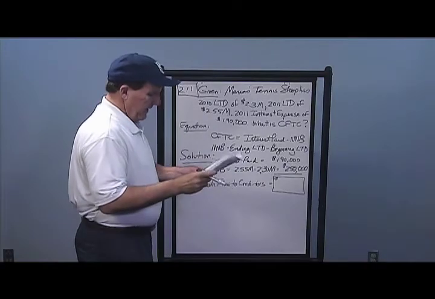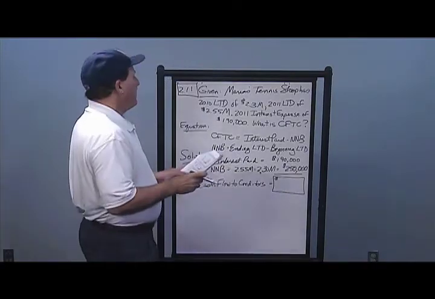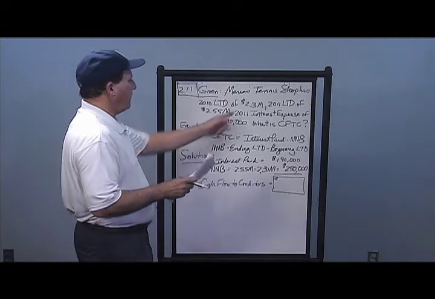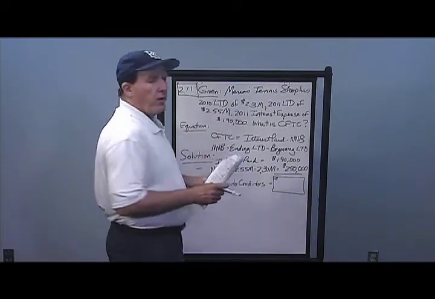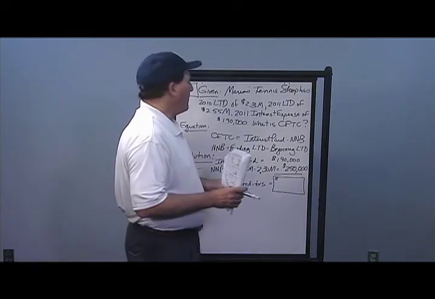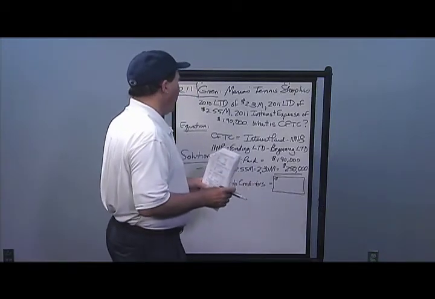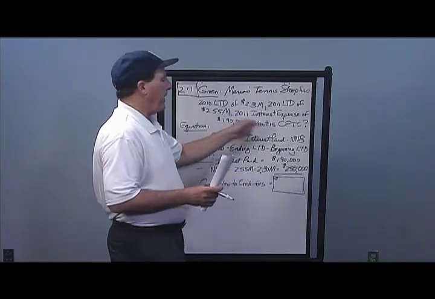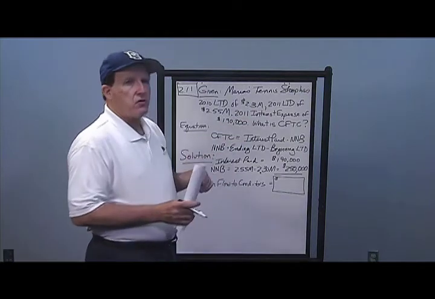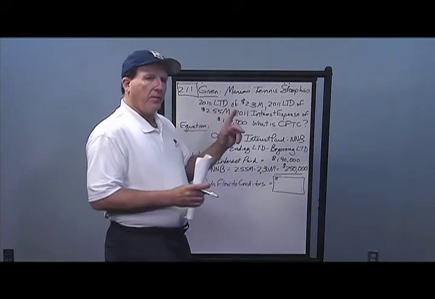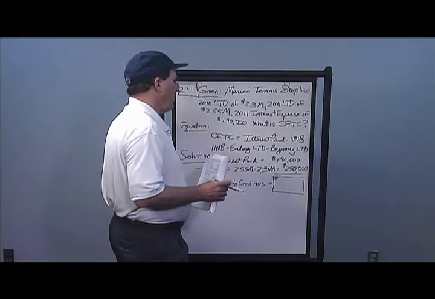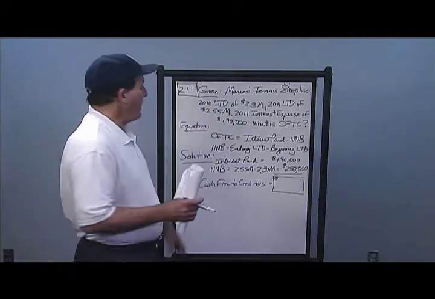Problem number 11, we have Maria's tennis shop with long-term debt in 2010 of $2.3 million, long-term debt in 2011 of $2.55 million, so they borrowed some money. Interest expense in 2011 was $190,000 paid out. What is their cash flow to creditors? We're going to use this answer in problem number 13, so save it in our calculation of CFFA.